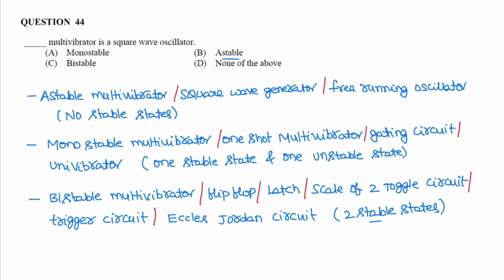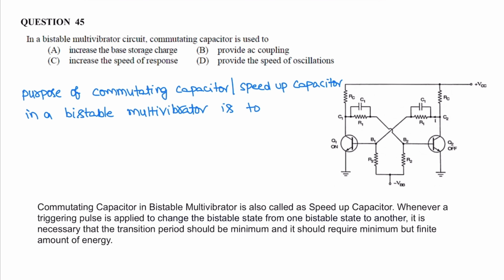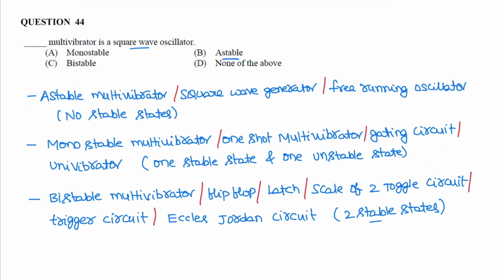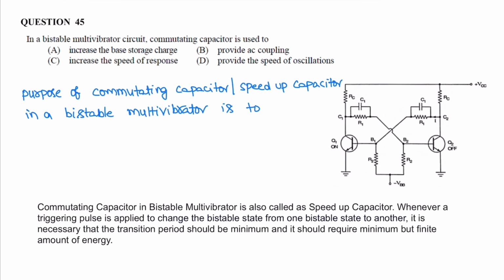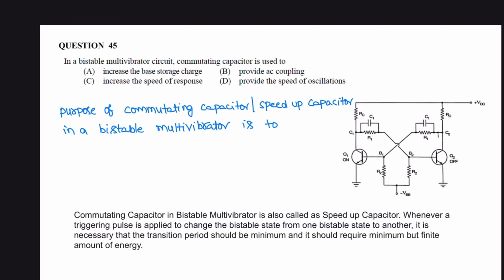In the question it is a square wave generator. A square wave generator is an astable multivibrator. The correct option is B. Next question. In a bistable multivibrator circuit, the commutating capacitor is used. In the previous question we saw the other names for a bistable multivibrator: flip flop, latch, scale of two toggle circuit, trigger circuit, Eccles-Jordan circuit. It has two stable states.